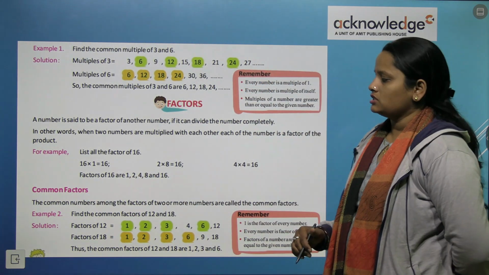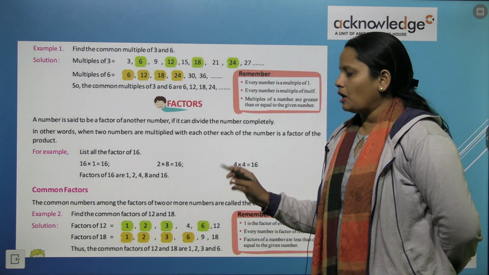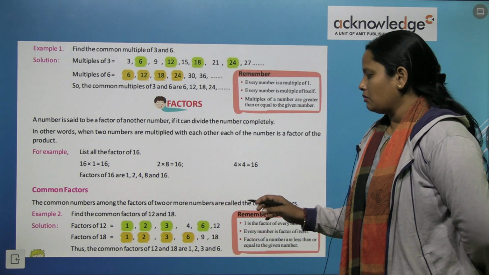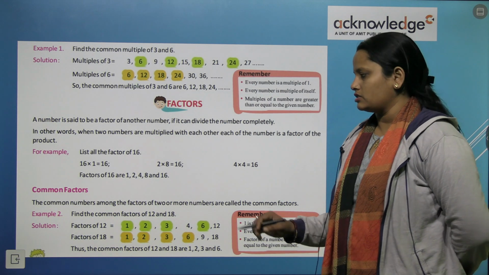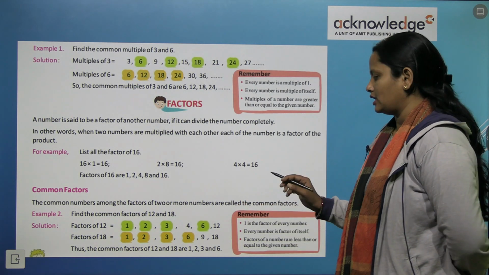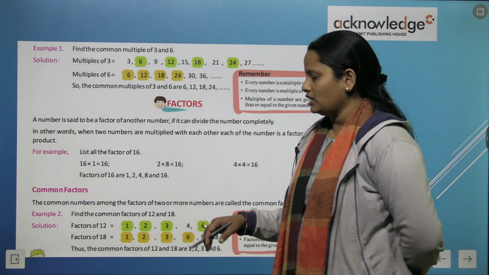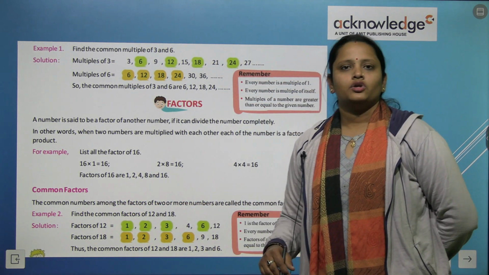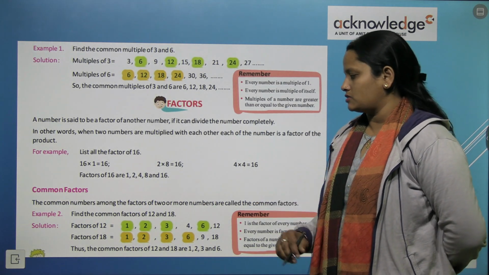Now let's learn what are the common factors. Common numbers among the factors of 2 or more numbers are called common factors. वो common numbers जो factors हैं दो से ज़्यादा numbers के उन्हें हम common factors कहते हैं. For example, find the common factor of 12 and 18. 12 और 18 के common factors बता दें.